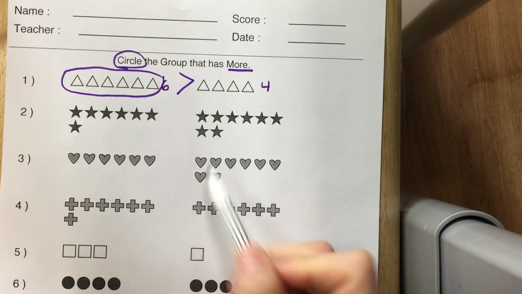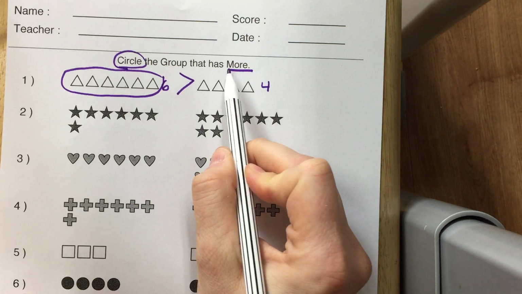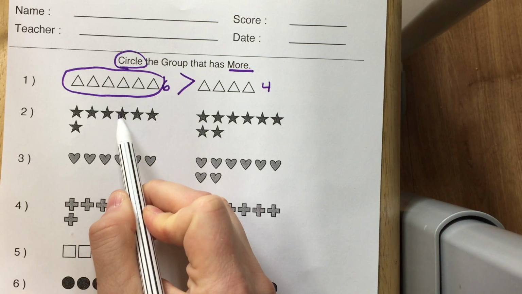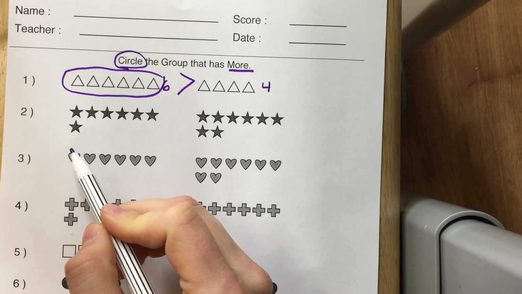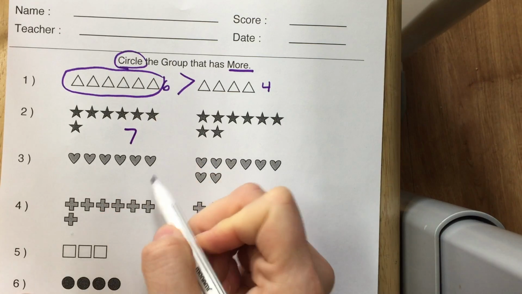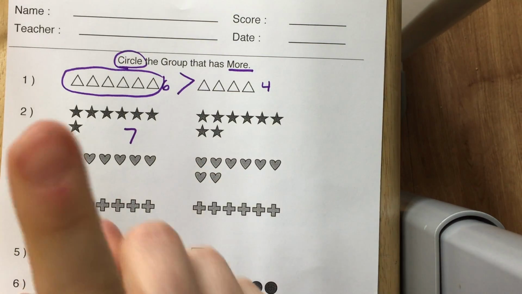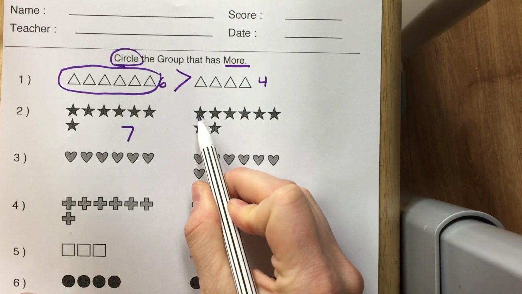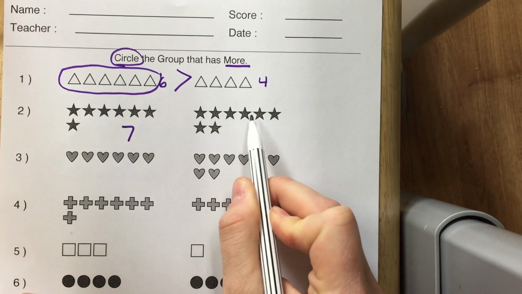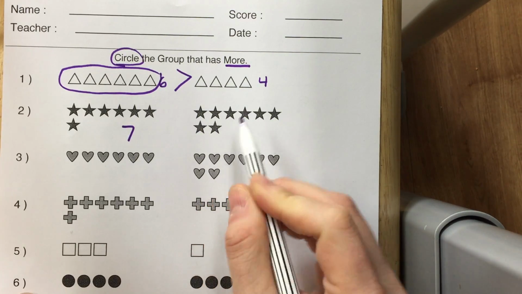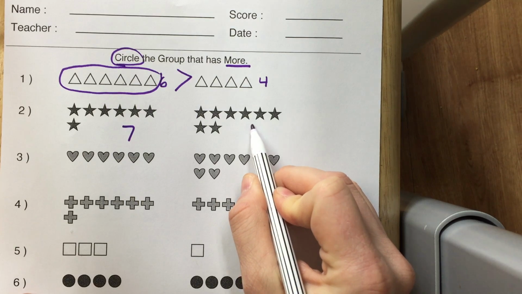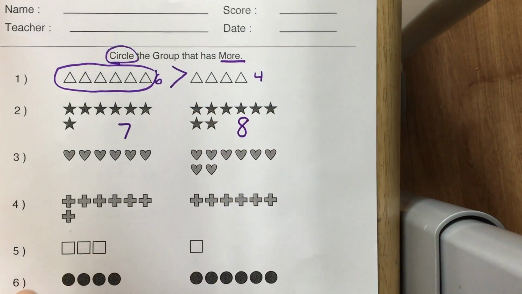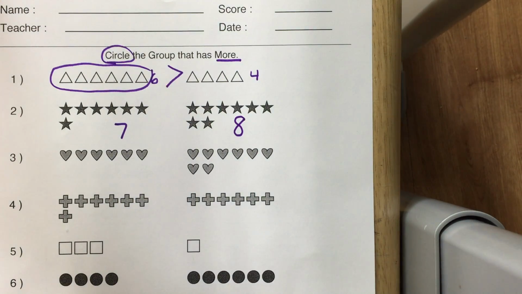Okay, let's do the same thing on the next one. Let's start by counting. Figure out which one has more. 1, 2, you count. How many were there? 7. If you didn't get 7, I want you to pause the video and carefully count with your finger again. Count this one now. Careful counting. How many did you get? 8. If you didn't get that, again, I want you to pause and careful count. Sometimes you have to take your time and get your eyes to focus on the number.